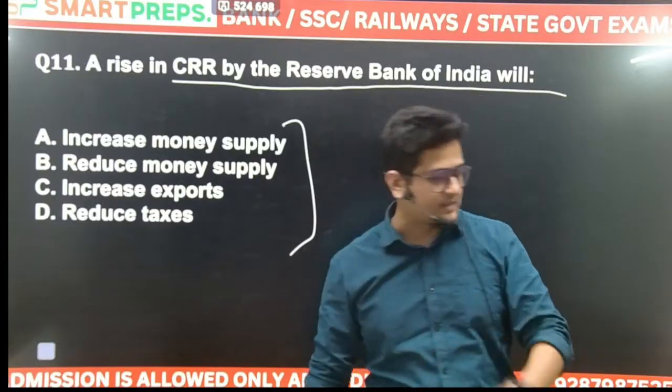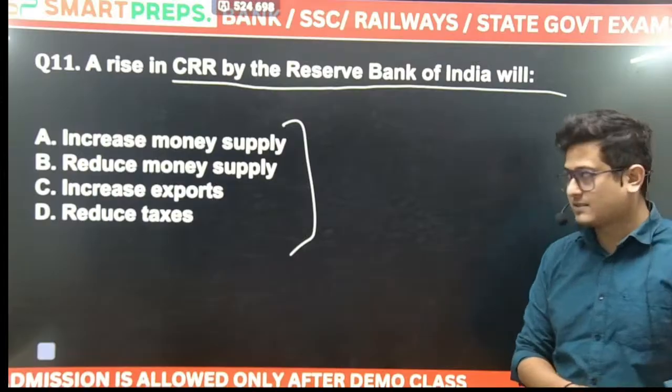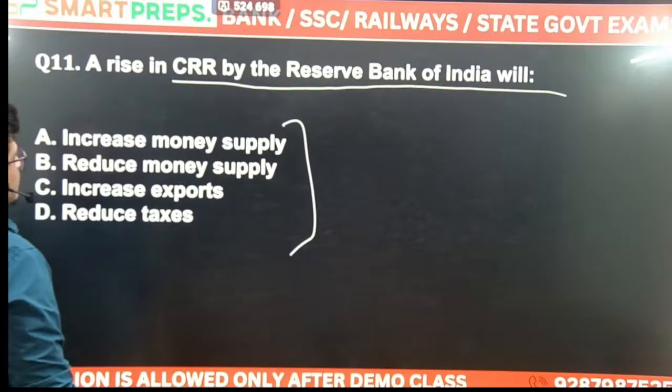Next is a rise in CRR by the Reserve Bank of India will increase money supply, reduce money supply, increase exports or reduce taxes. What should be the right answer? When RBI will raise the cash reserve ratio CRR, what will happen at that time? Will the money supply increase? Will the money supply reduce or decrease? Or will there be any impact on the exports or the taxes? What will be the right answer?